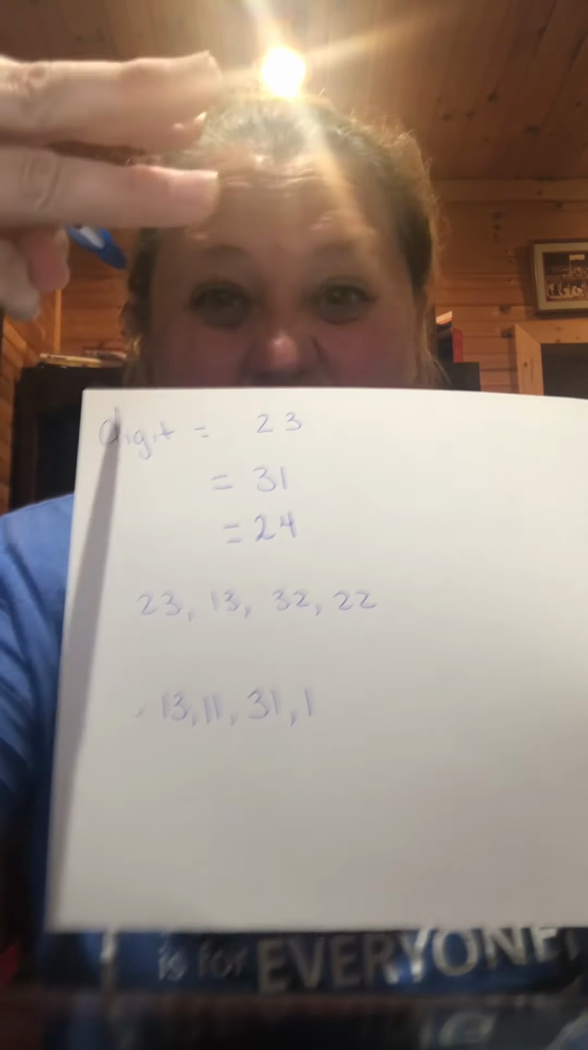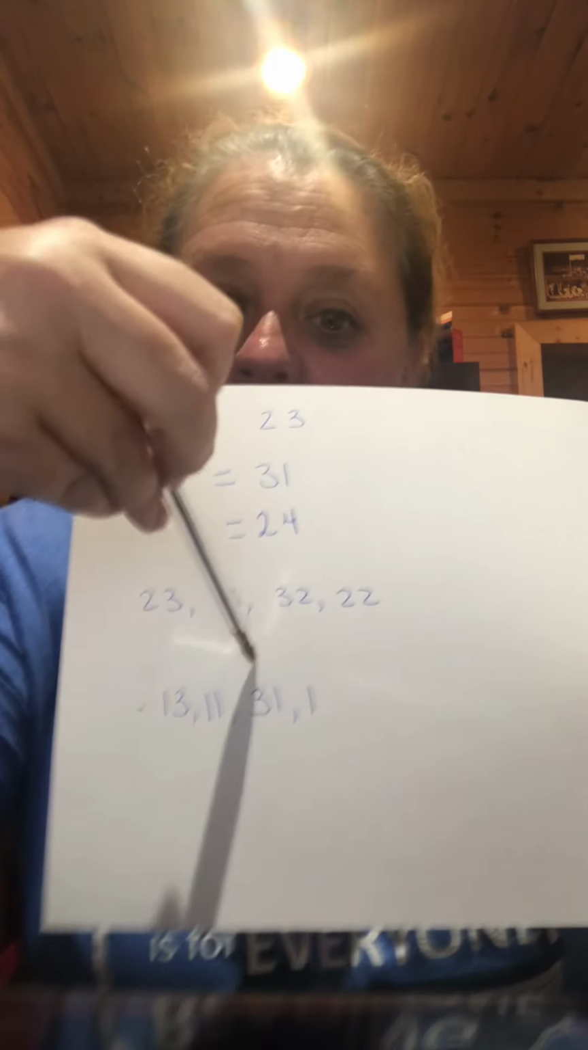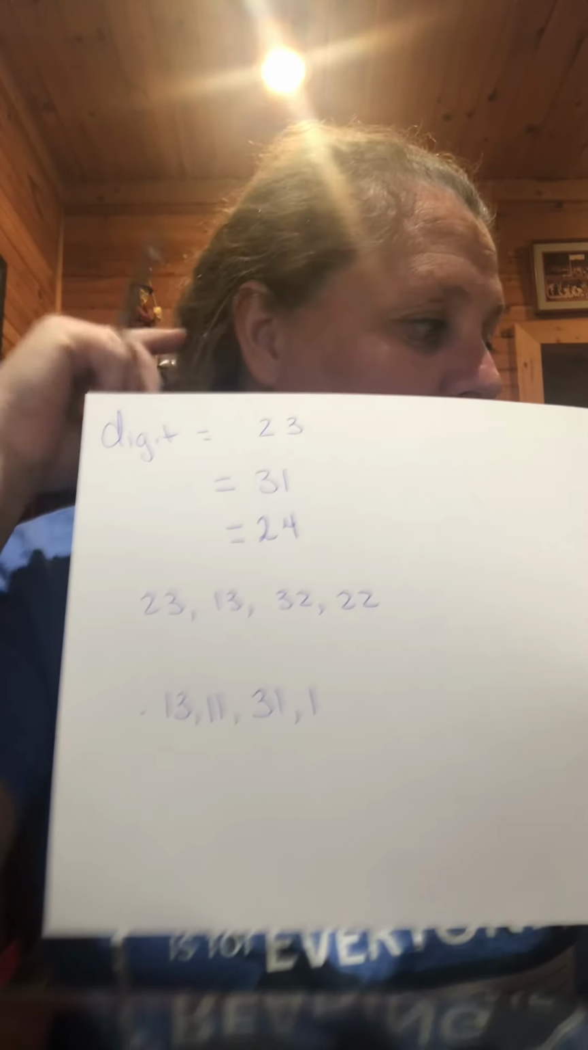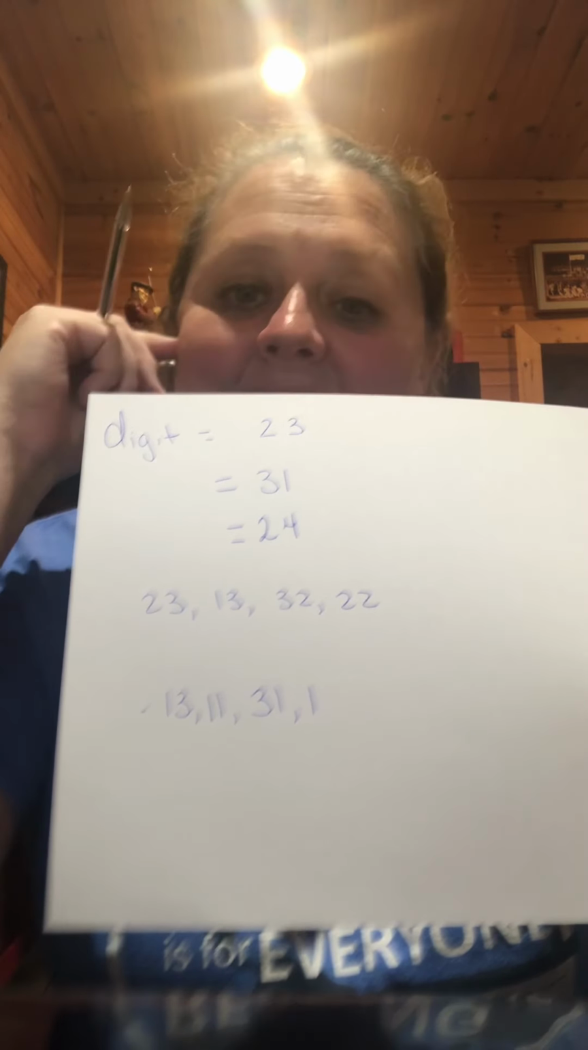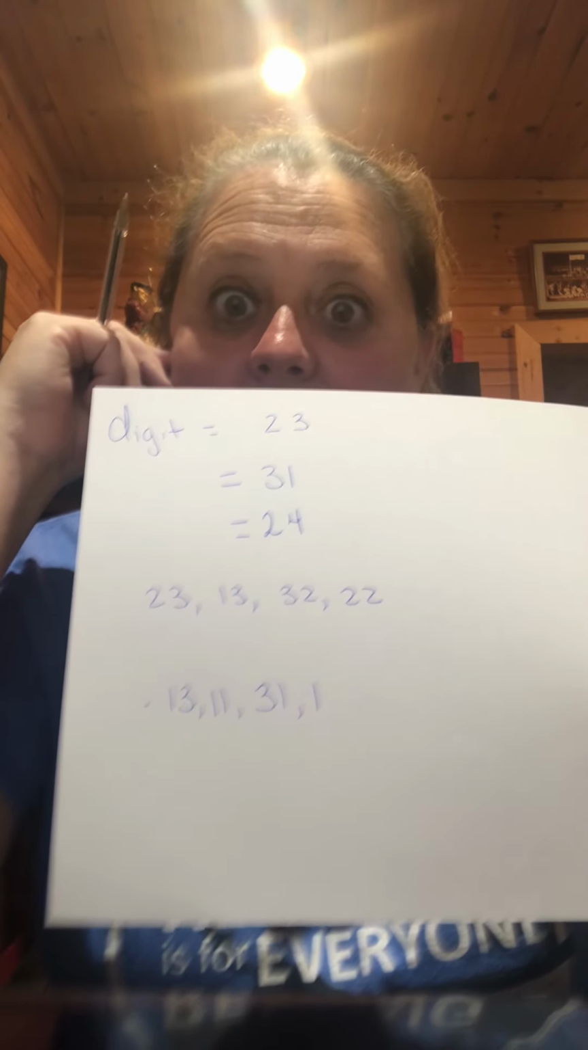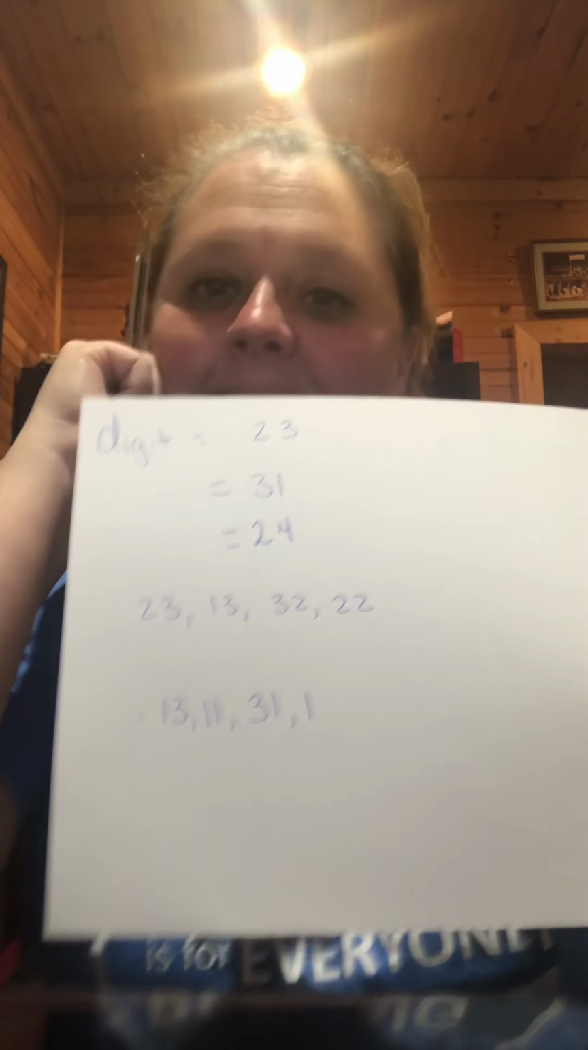Well, there's 3 of them right there. 11, 31, and 1. Very good. Which number is less than 11? 1. 1 is less than 11. Good job with that. Very good job.